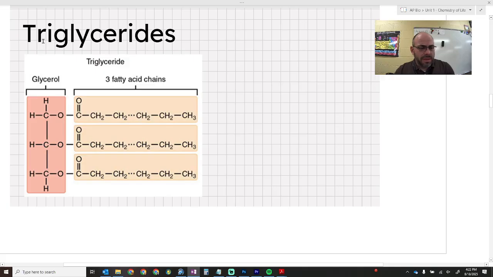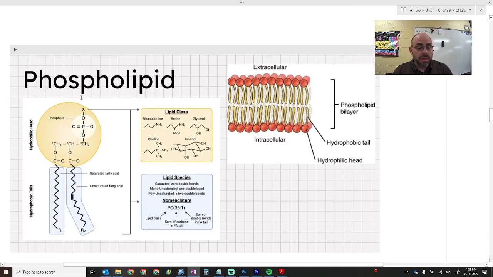Triglyceride, we talked about triglyceride already. Just to show you, it's another picture of it. Again, how are the fatty acids joined to the glycerol? That is in dehydration synthesis. If you want to break them off, so hydrolysis, very important.